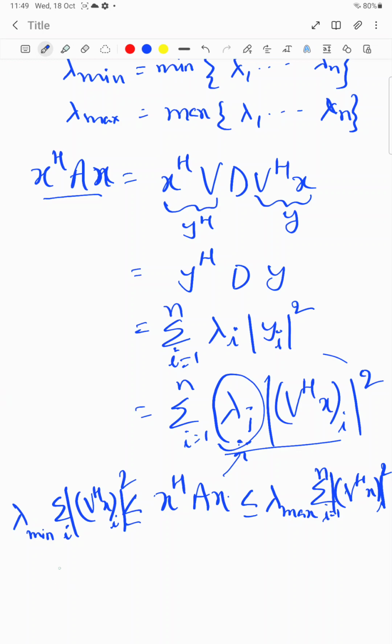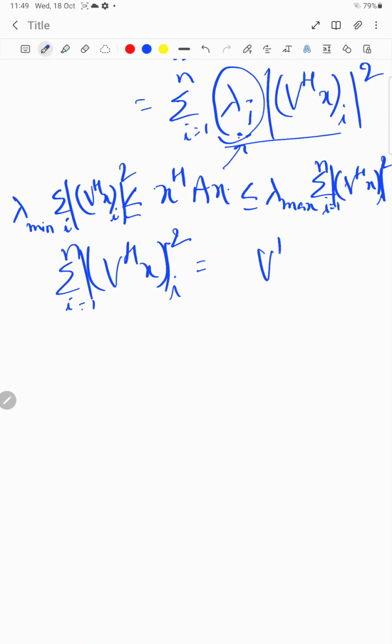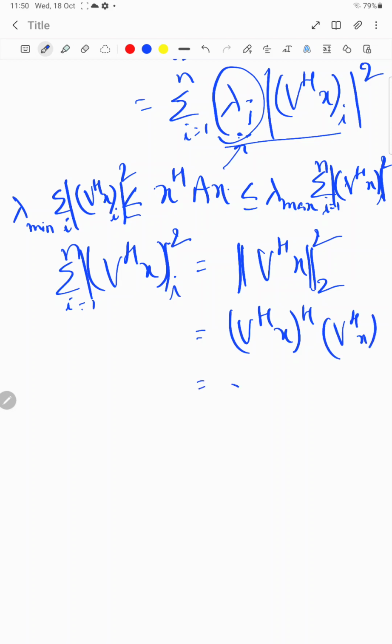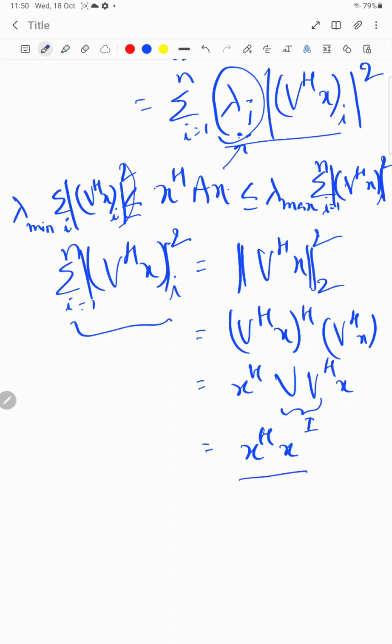Now let's look at this term: the summation i from 1 to n of the square of all the elements of V Hermitian x. It's nothing but the L2 norm squared of V Hermitian x. This is nothing but V Hermitian x, whole Hermitian, times V Hermitian x, which is x Hermitian V V Hermitian x, and we know V is a unitary matrix, so V V Hermitian is equivalent to I. So this will give us x Hermitian x. Essentially this term is x Hermitian x, so we can replace the summation here with x Hermitian x.